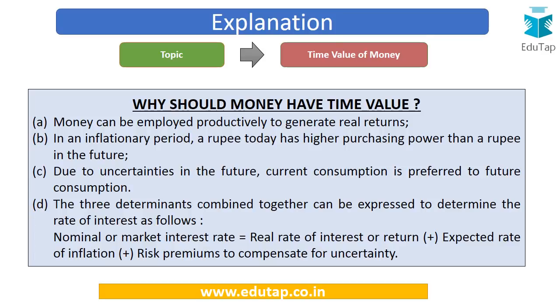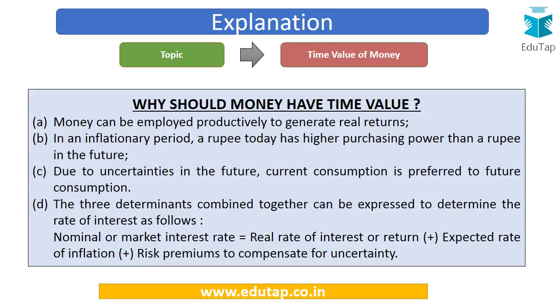Further, in an inflationary period, a rupee today has higher purchasing power than a rupee in the future. If we assume that there is inflation in the economy, then what we are able to buy with rupees 100 today, we may not be able to buy with rupees 100 1 year from now. So money today has more value, and the same amount of money tomorrow is going to have lesser value, and hence this lesser value must be compensated for inflation so that the real worth remains the same.